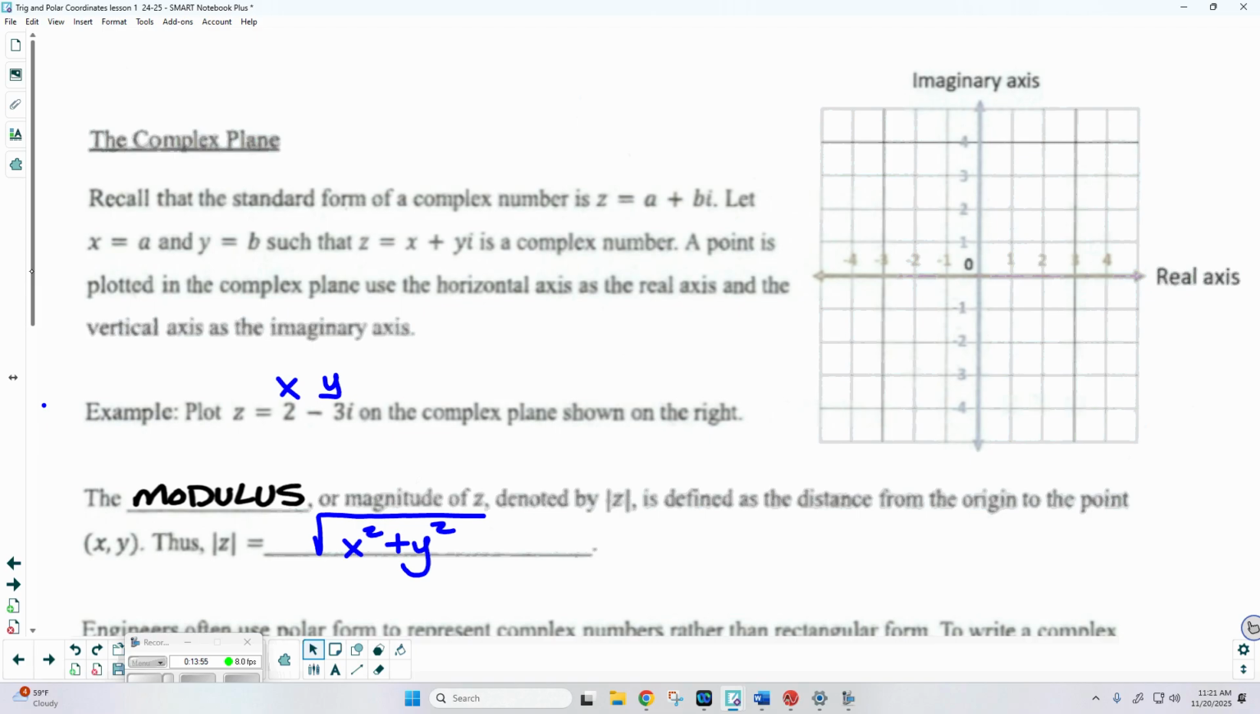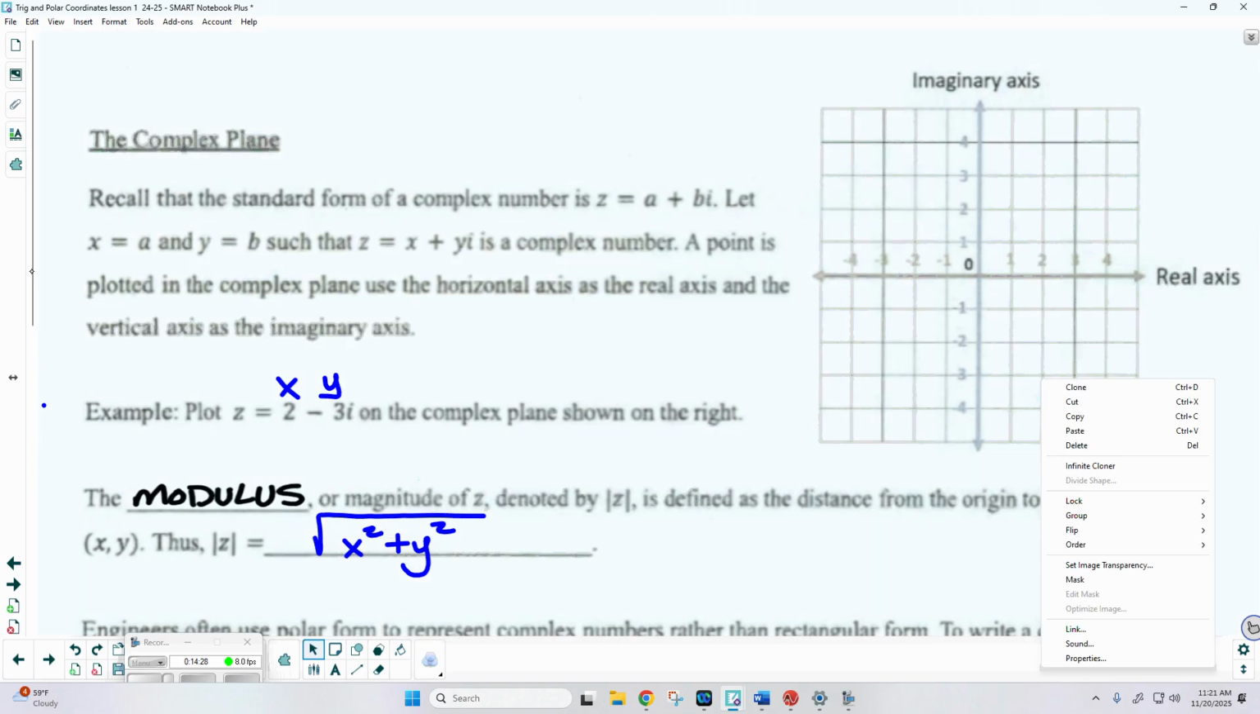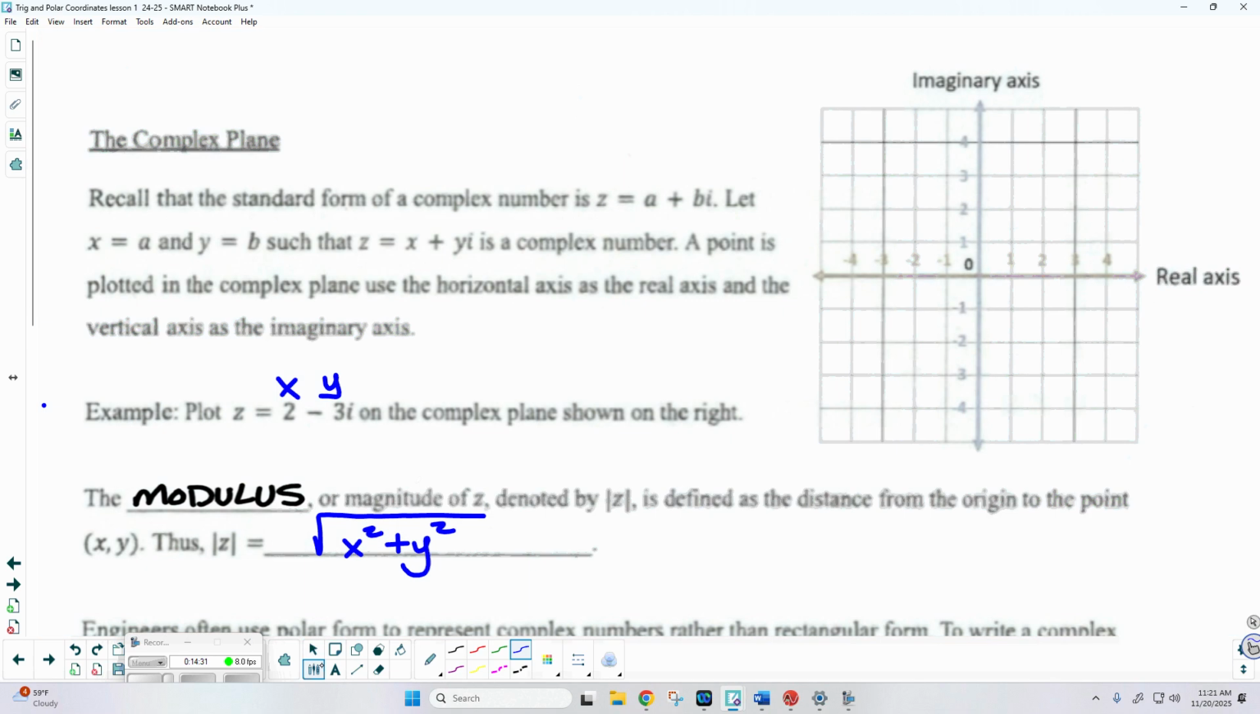So a point is plotted in the complex plane using the horizontal axis as the real axis, and the vertical axis as your imaginary axis. Now, the first example says plot the complex number 2 minus 3i on the complex plane shown at the right. Remember, the a and the b, we replaced those with x and y. So the same way I would plot the point 2 comma negative 3 is exactly how I'm going to plot this complex number. From the origin, I'm going to go 2 to the right, and then we have negative 3i, so I'm going to go 3 down. So that point would be right here.